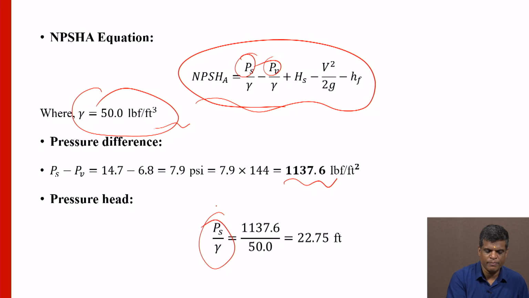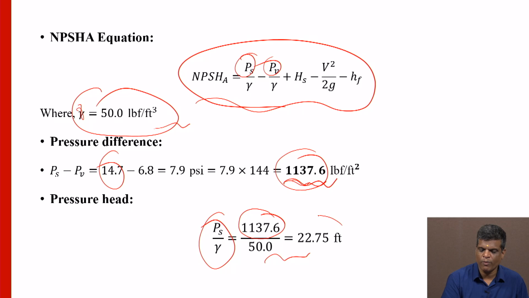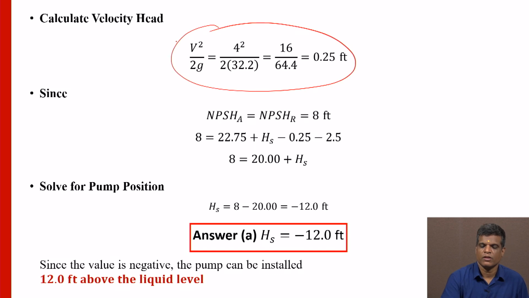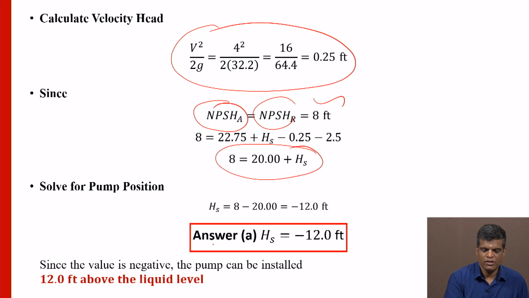So there is a pressure head, the PS value is 14 point something, so you convert it. PS minus PB is 1137, divided by the density, I mean the gamma here, then we get 22.75 feet. That is in meter, 1 feet equals 0.305 meter. Next you calculate the velocity head. Of course you know all the values, just substitute. The net positive suction head required is already given in the problem as 8 feet. From there we can calculate the HS value, with the pipe loss here.